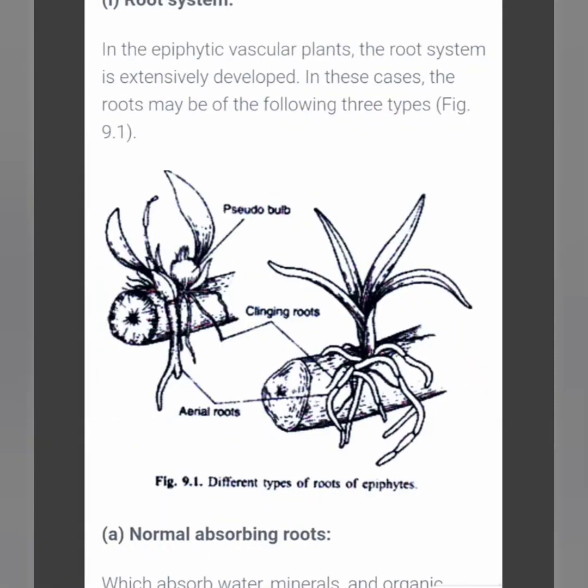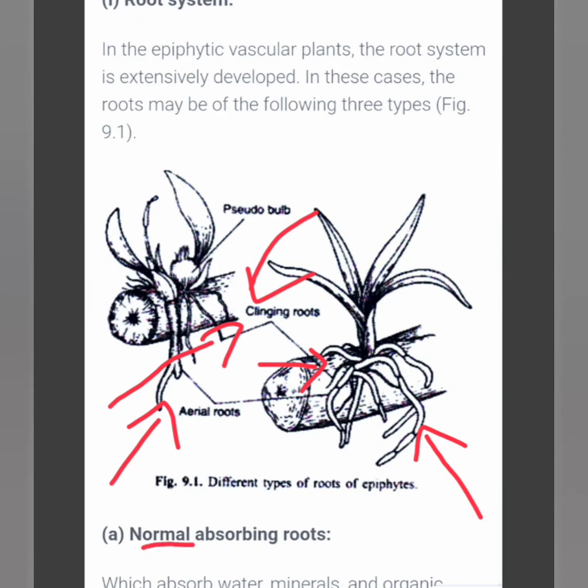Sorry, I made a mistake just now. Just take a look at these clinging roots. Actually, the clinging roots help to attach firmly to the supporting plant. Okay, it is the aerial roots which are hanging freely in the air. As you can see here, these are the aerial roots. So the function of the clinging roots is for attaching the epiphyte firmly to the supporting plant, and they not only help in attachment but also in absorption of nutrients.